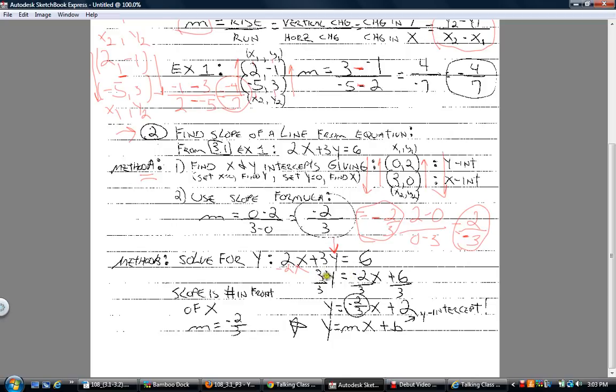That would leave you 3y equals -2x plus 6. Now, to isolate the y, you would divide by the coefficient of 3 across both sides of the equation, all terms, as you can see here, and you're left with 3 divided by 3 is 1y. Y equals -2/3 x plus 2. Notice this is the same equation as we had before. It's the same problem. Look at that coefficient in front of the x. See that -2/3? That is the slope of the equation of a line.